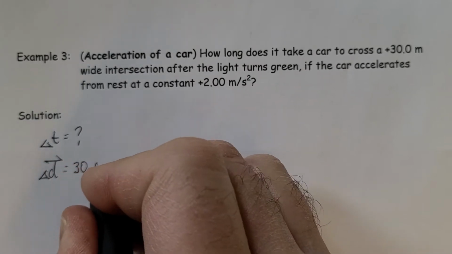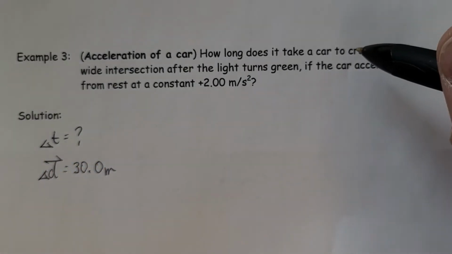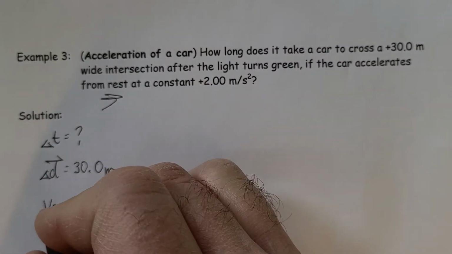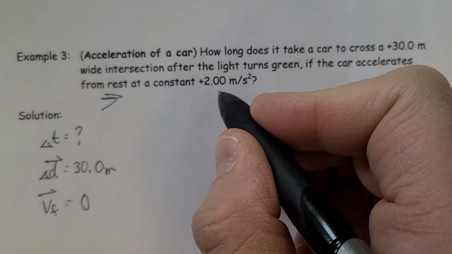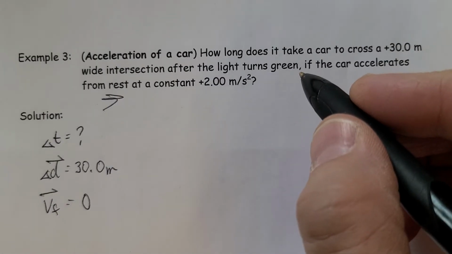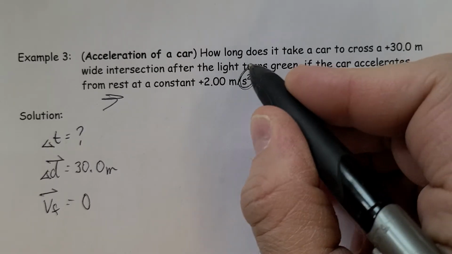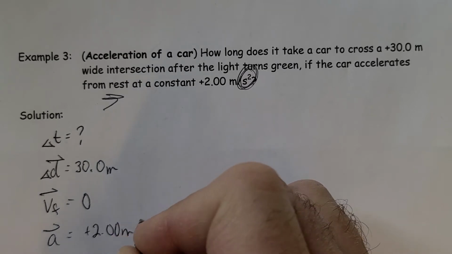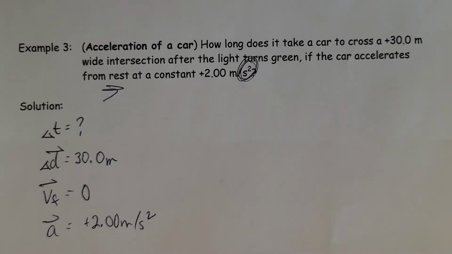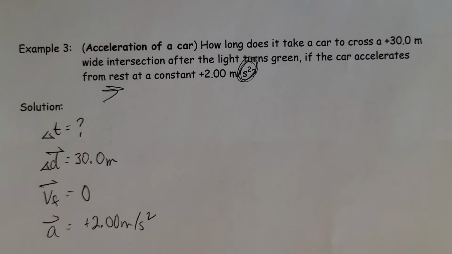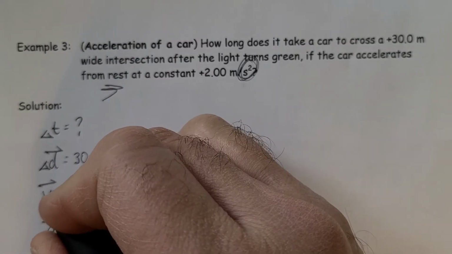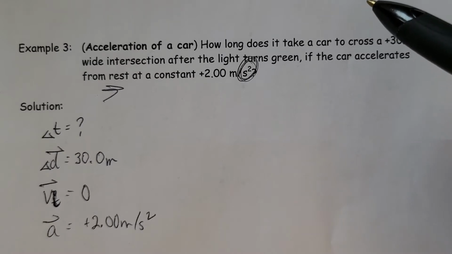That's D. After the light turns green, if the car accelerates from rest at a constant 2.00 meters per second squared, that is acceleration. So there we go. You can see, identifying the variables right out of the gate is really good, and figuring out what you don't know. So we know acceleration. Oh, this should be VI. This is initial velocity. It started from rest.